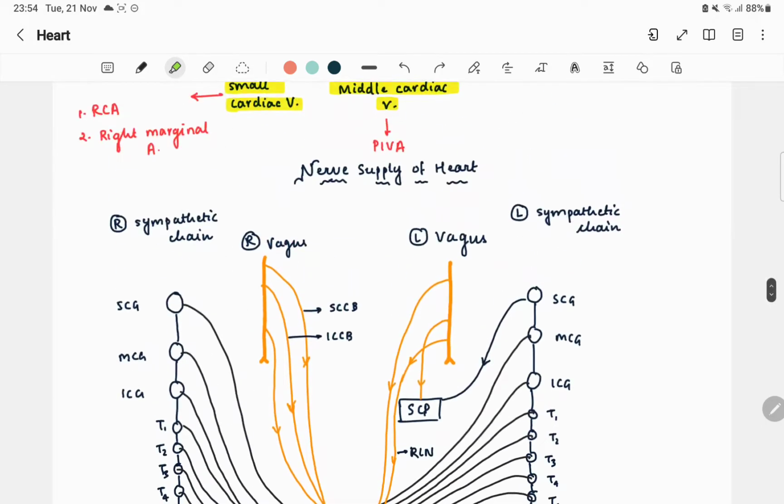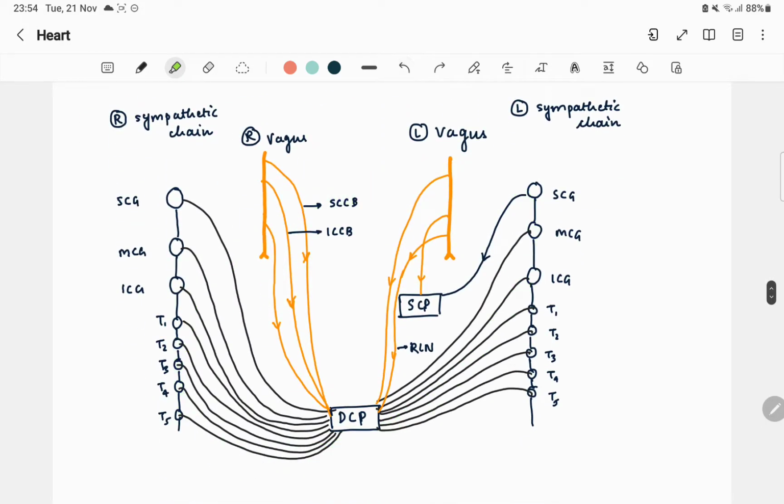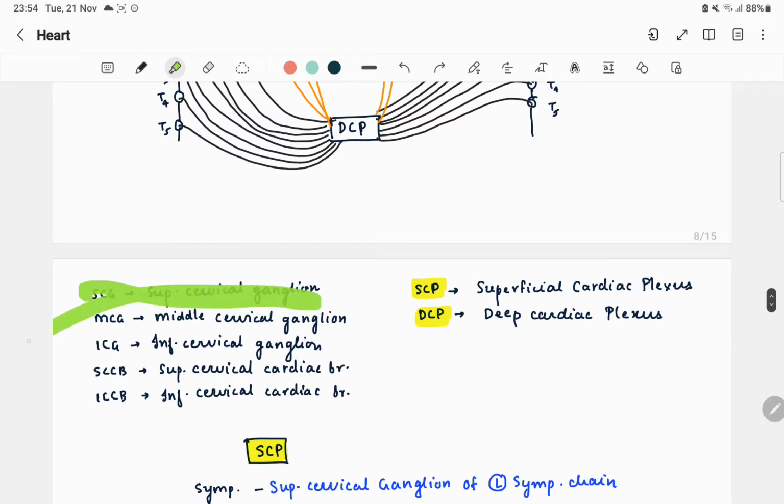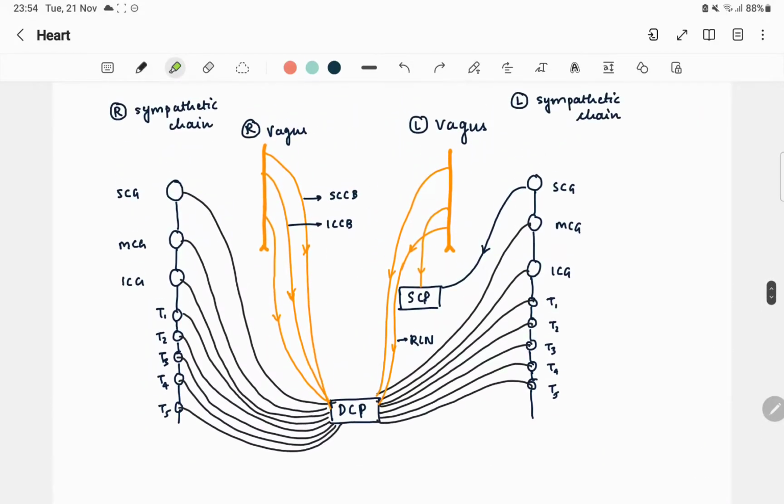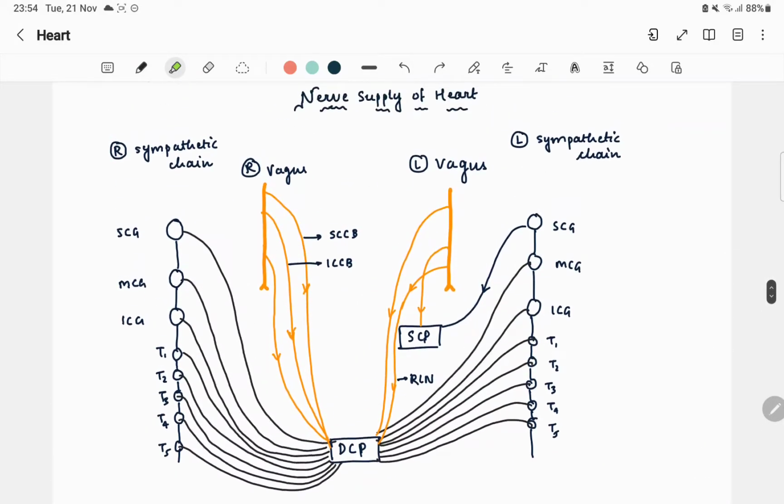short forms so that you won't get confused here, because there are a lot of short forms used. SCG is the superior cervical ganglion, then the middle cervical ganglion, and the inferior cervical ganglion. SCCB is the superior cervical cardiac branch, ICCB is the inferior cervical cardiac branch. SCP is the superficial cardiac plexus, DCP is the deep cardiac plexus. First we'll discuss how the SCP, the superficial cardiac plexus, is formed.